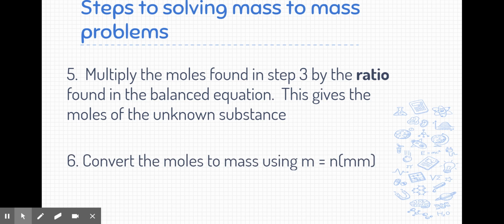And then finally, since most of these questions want you to find a mass, convert the moles back to mass using the mass is equal to moles times molar mass. Remembering once again that now you're using the molar mass of the unknown substance.